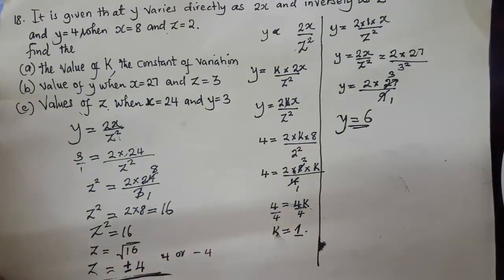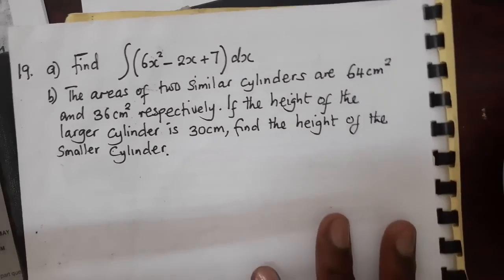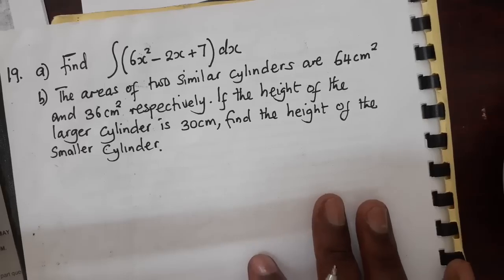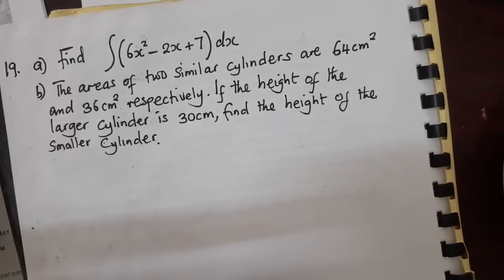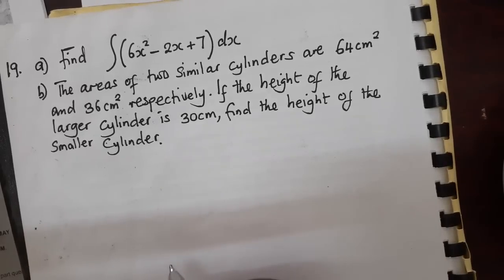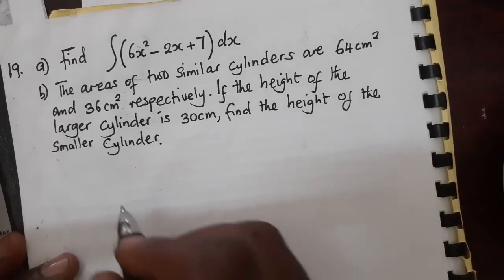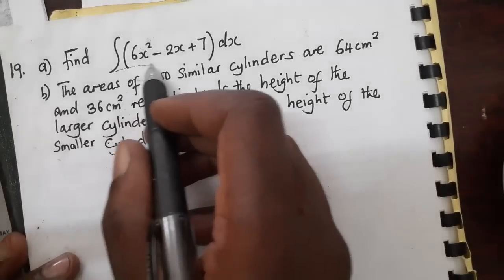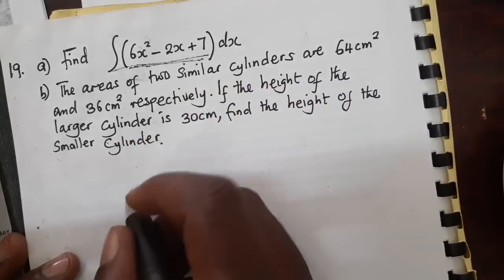So let's go to question 19. Okay, so we come to question 19. So as you can see, the question has two parts. So the first one is integration. So we are supposed to integrate this one with respect to x. All right, so we need to integrate this one. How do we integrate? How do we integrate?